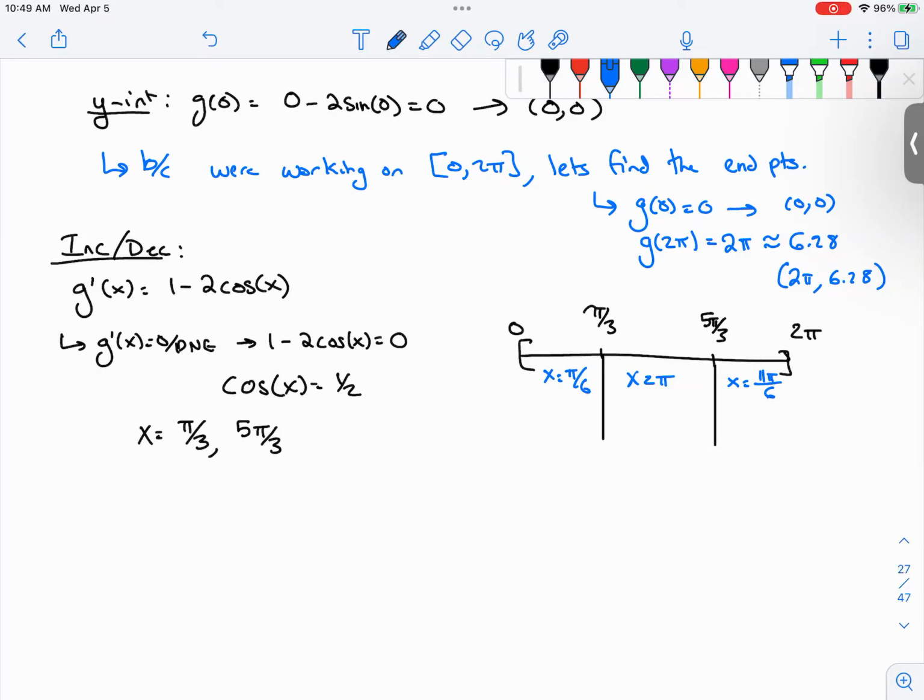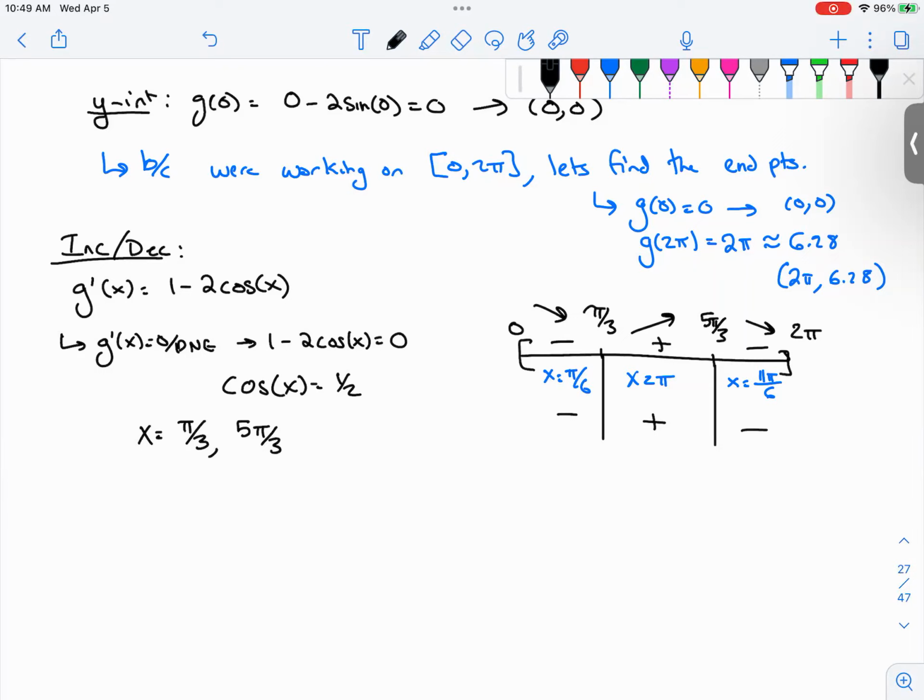There's no factors here, so we're just going to have to do it by hand. But however you want to do it is fine. You're allowed a calculator in my class, so use it to your advantage. When you plug in, you'll get negative here, positive here, and negative here. So it's decreasing, then increasing, then decreasing.